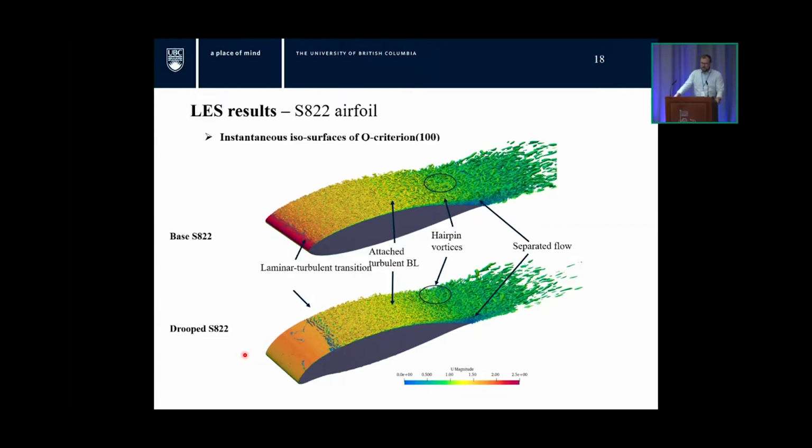In the drooped case, that laminar separation bubble is removed. Amplification is significantly more delayed. There is a disturbance amplification, but it's not until much later on that it begins to form a similar type of attached turbulent boundary layer with hairpin structures evolving, and you have this turbulence production cascade and regeneration of these hairpin structures.